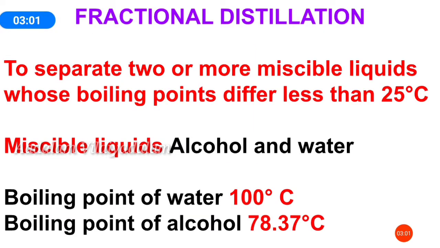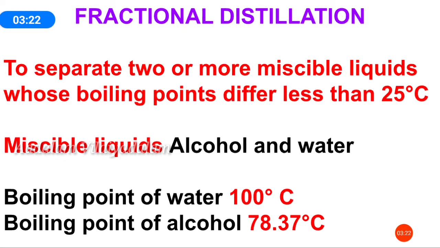Next, fractional distillation. Fractional distillation is a process by which components in a mixture of two or more miscible liquids are separated. Miscible liquids are alcohol and water. Miscible means two liquids mixed together. In this fractional distillation method, the components of the mixtures are separated into fractions according to their different boiling points. Fractional distillation is used to purify chemicals and to separate mixtures to obtain their components.